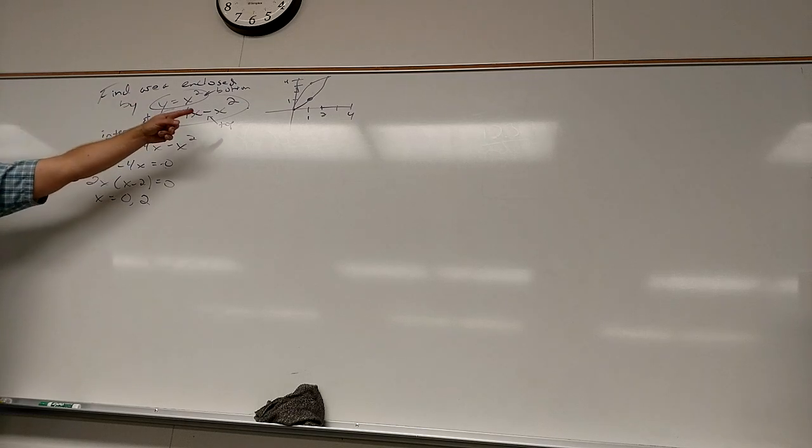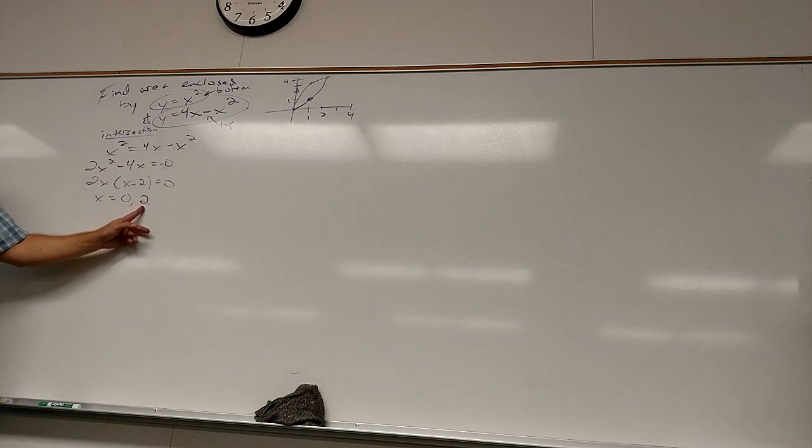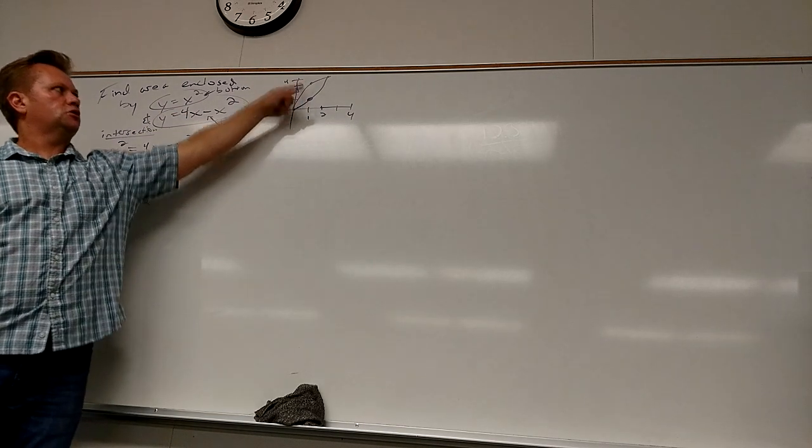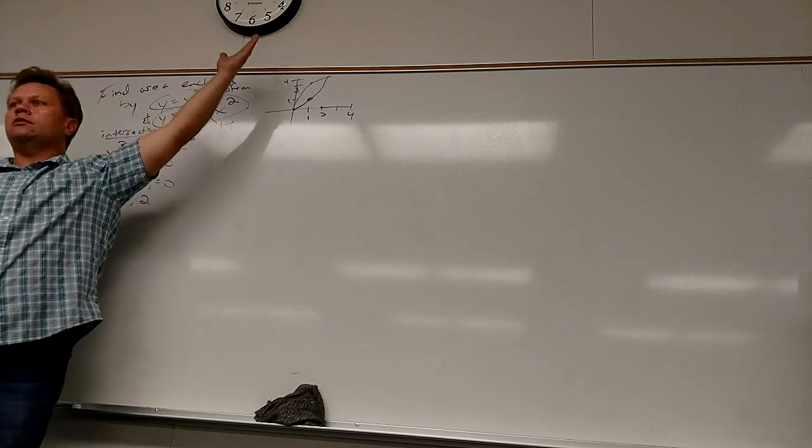Okay, so you just need a rough sketch, a couple of points. To be honest, if they only intersected at these 2 points, you just need one point in the middle to determine who's on top, who's on bottom. At 1, this is 3, this is 1. 3 is on top.